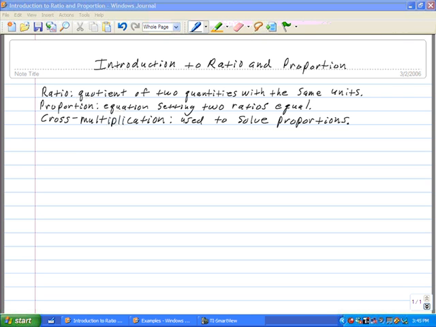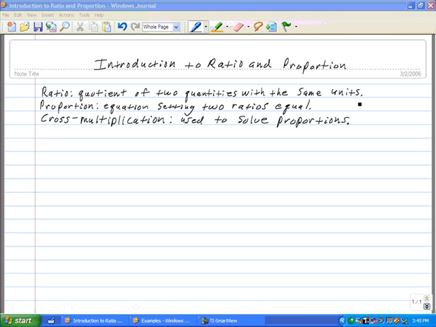We now want to introduce ourselves to the idea of ratio and proportions. Now, we first want to take a look at a couple of definitions. First of all, a ratio is the quotient of two quantities with the same units.